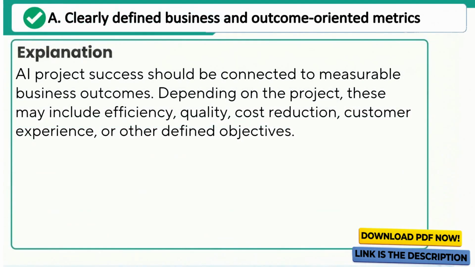Correct answer. A. Clearly defined business and outcome-oriented metrics. Explanation. AI project success should be connected to measurable business outcomes. Depending on the project, these may include efficiency, quality, cost reduction, customer experience, or other defined objectives.